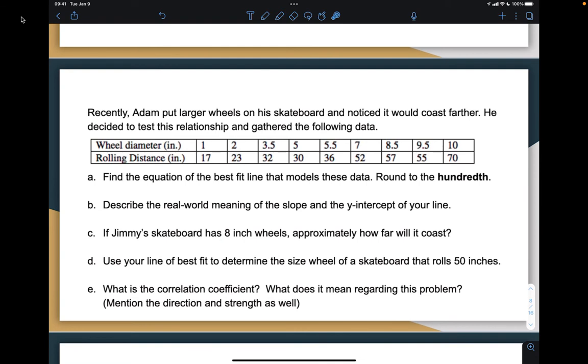Use your line of best fit to determine the size of the wheel of a skateboard that rolls 50 inches. Interesting. And what's the correlation coefficient? What does it mean regarding this problem?